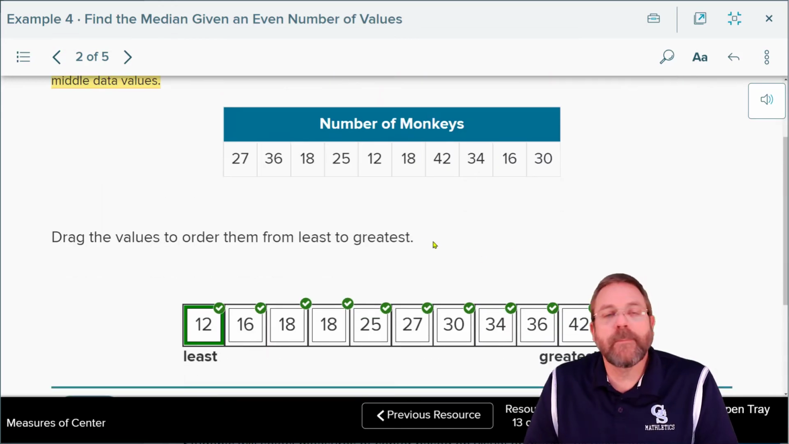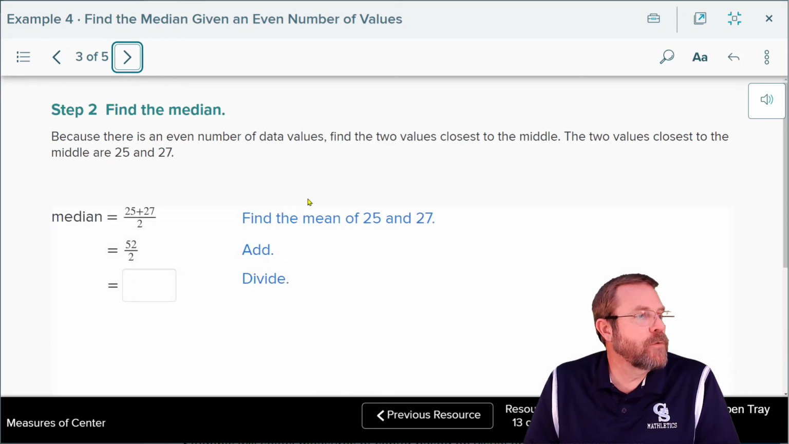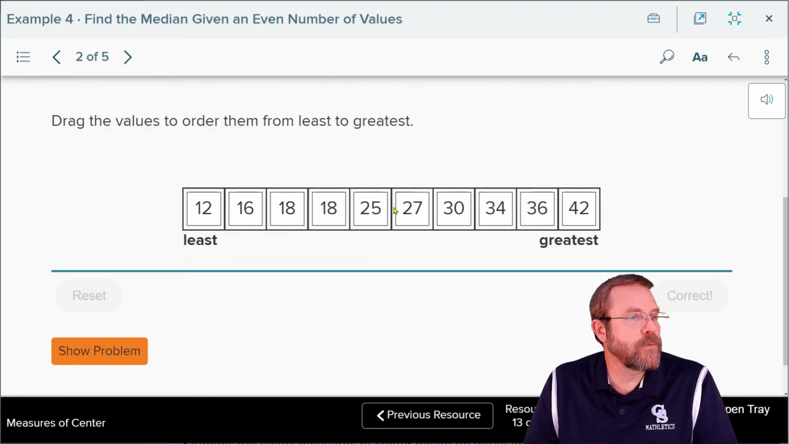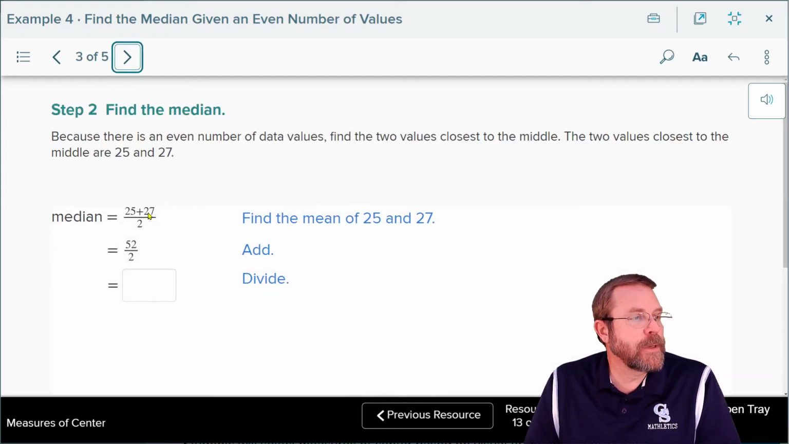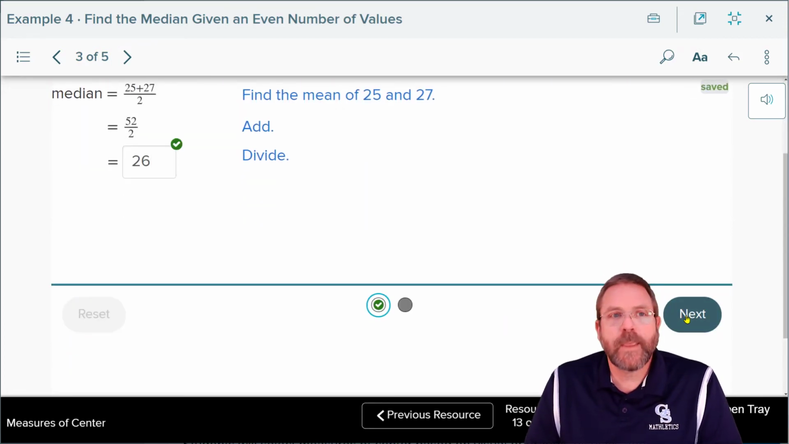Now we need to pick the 2 middle values and average them. The 2 middle values are 25 and 27, and we of course got that if you went back and looked at the data set we created here. These 2 values, 25 and 27, are the 2 that are in the middle. So we're going to average them by adding them together and then dividing by 2. 25 plus 27 is 52. 52 divided by 2 gives us 26. Check it, and it checks.